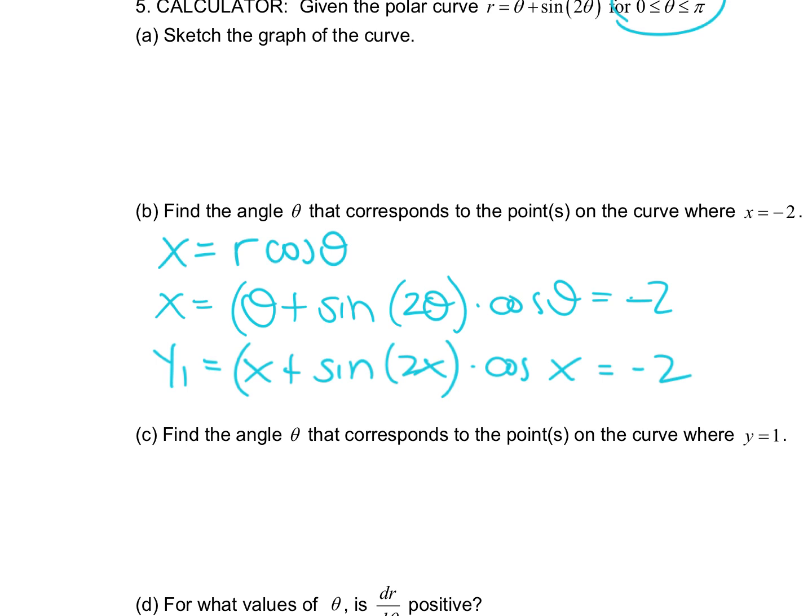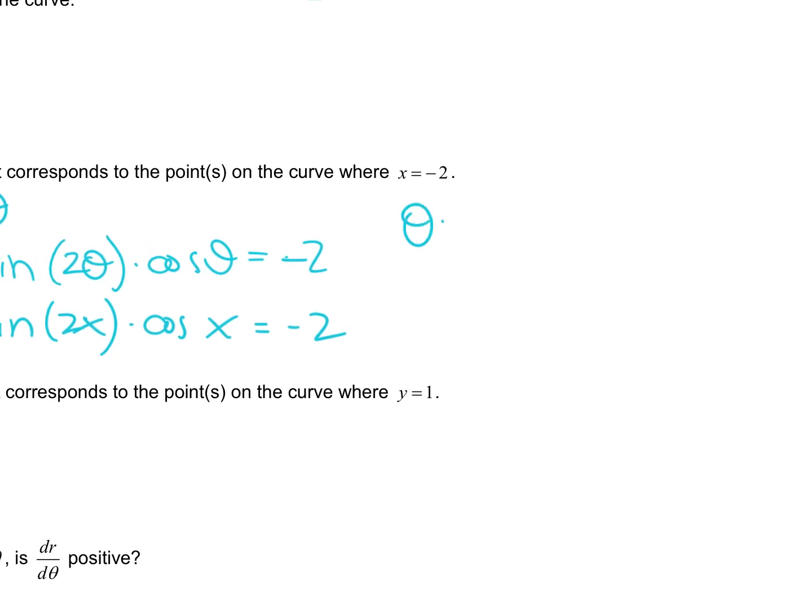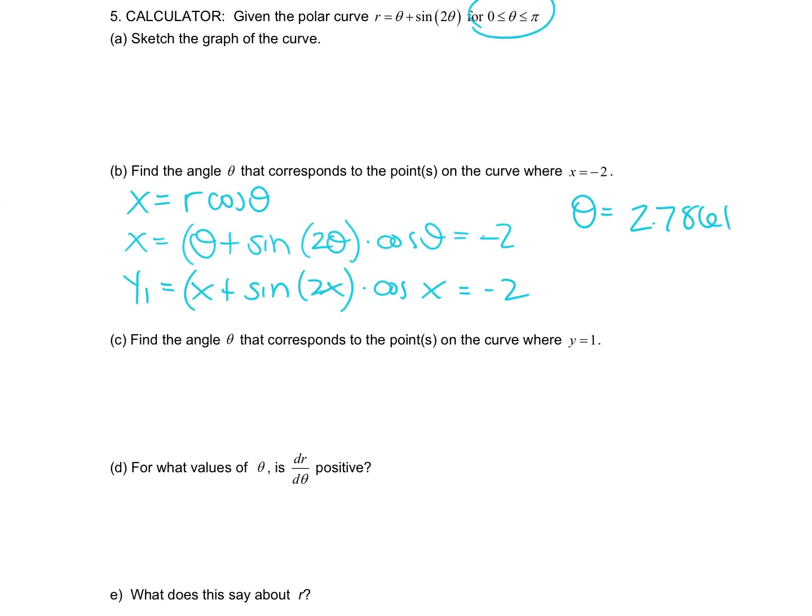So I'm going to ask my calculator to find the intersection here. And mine is somewhere between 2 and 3. And I get 2.7861. Okay. So theta equals 2.7861 when x equals negative 2. But you're using your calculator the best way that you can to solve this. I get that that's like a little bit mind-boggling at this point. I know. But when you think about how we've changed the variables to make it work, it makes more sense.